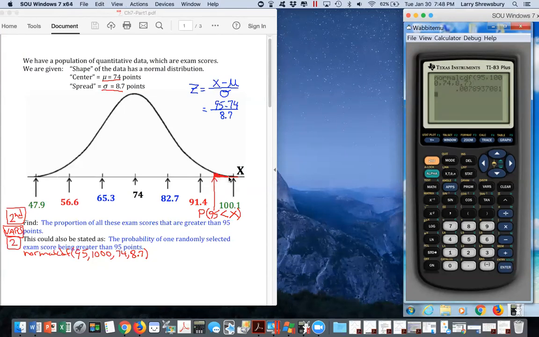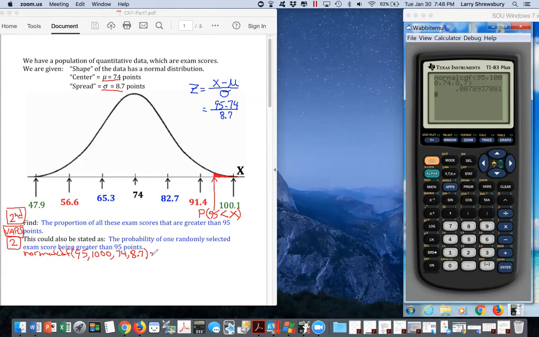Now, when you made your sketch, you knew it was pretty small, didn't you? So you have a rough idea of what to expect. Yeah, that is pretty small, but I had a small area. I was expecting that. So that's another reason why it's very helpful to have a sketch.